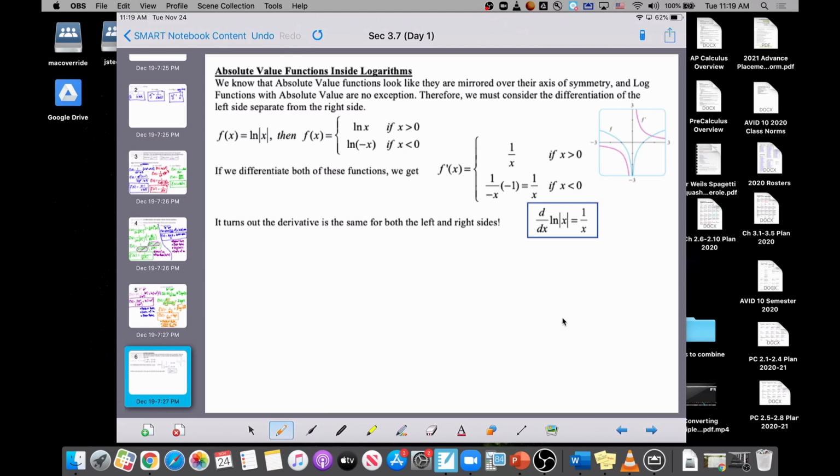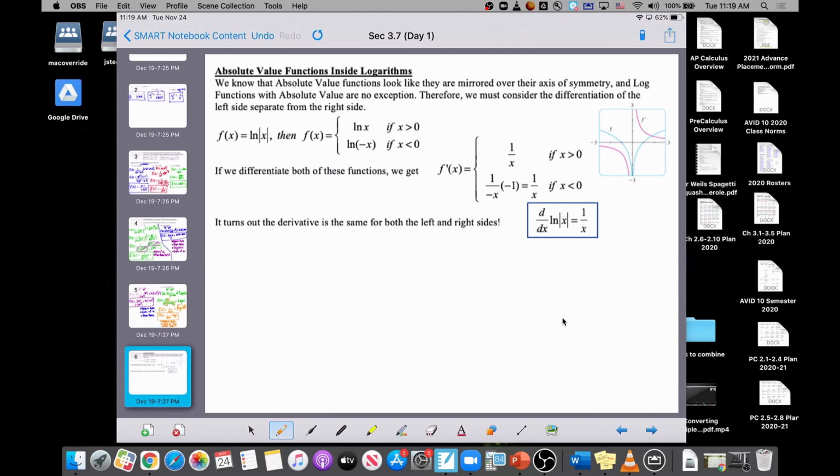Okay, and log functions with absolute values are no exception. So we have to consider the differentiation of the left side separate from the right side. So if our function is f of x equals natural log of the absolute value of x, then f of x would be equal to natural log of x on the right side, so if x is greater than 0, and it would be equivalent to natural log of negative x on the left-hand side, or if x is less than 0, right?